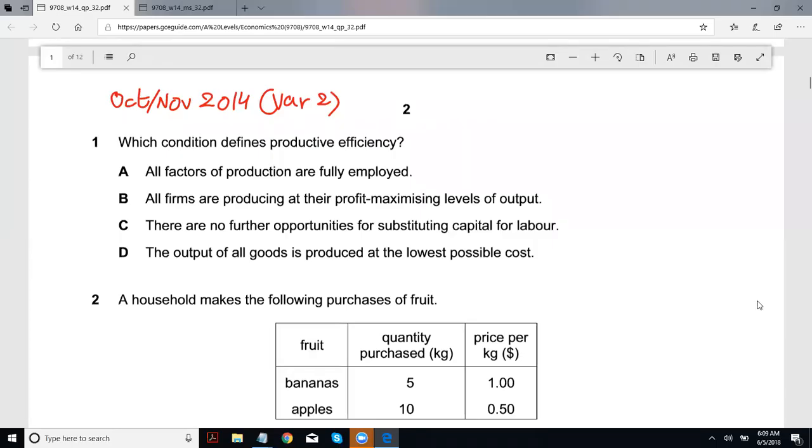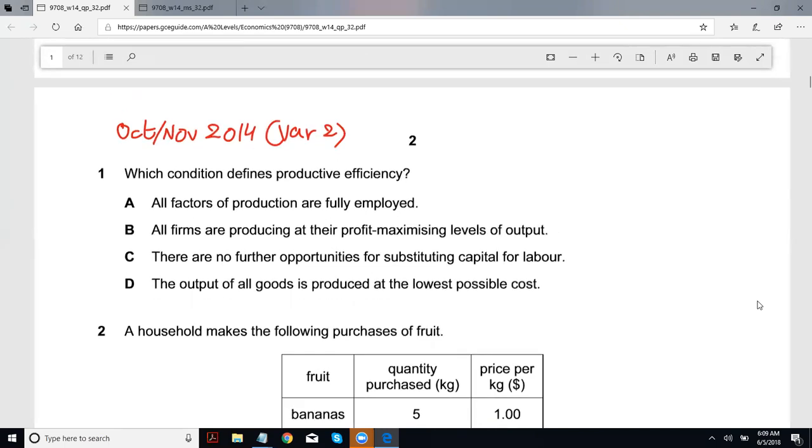Okay, so question one of October-November 2014, variant two. This wasn't necessarily a very difficult question, but the reason why I've included this in this playlist is because a lot of people did find this a little tricky. So go ahead and try it out by yourself by pausing the video, and then you can listen to the explanation that I provide. All right, so the idea here was, well, which condition defines productive efficiency?